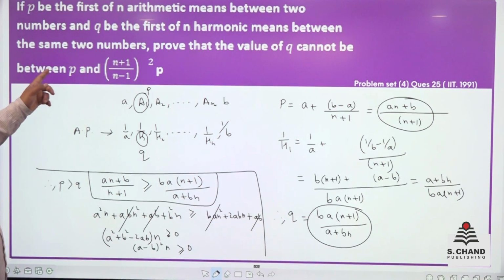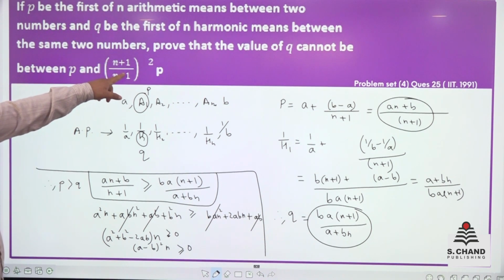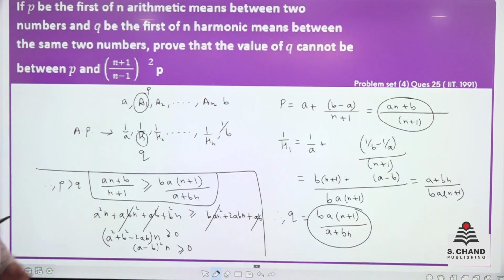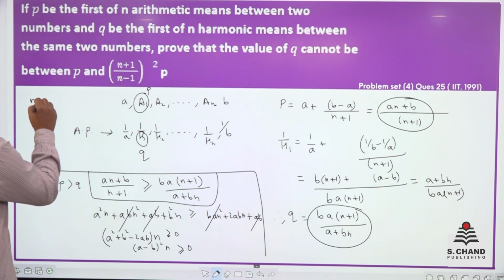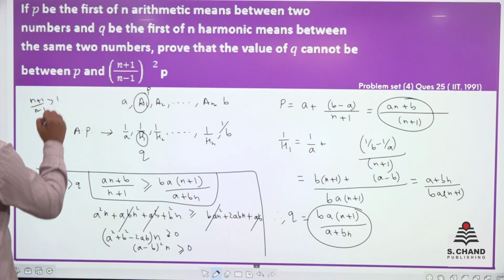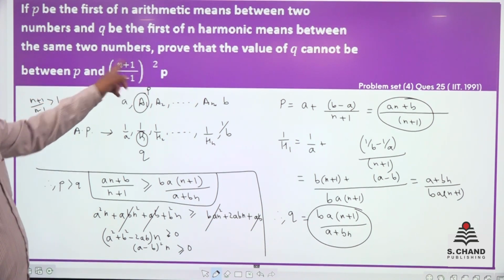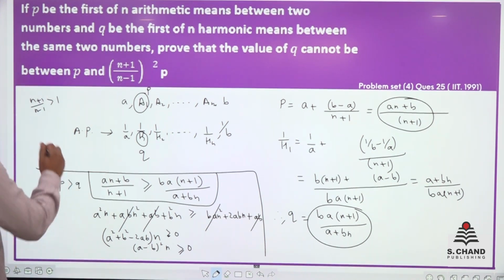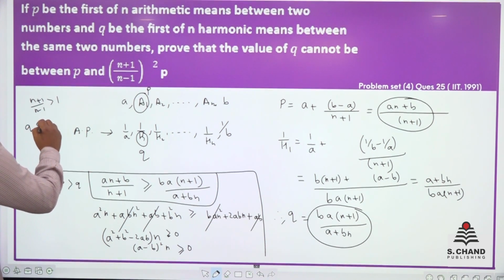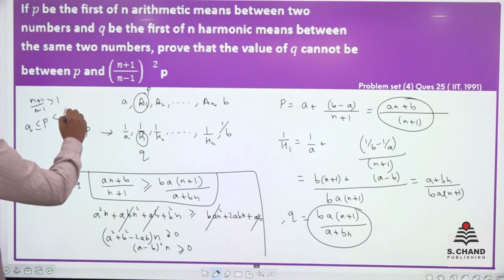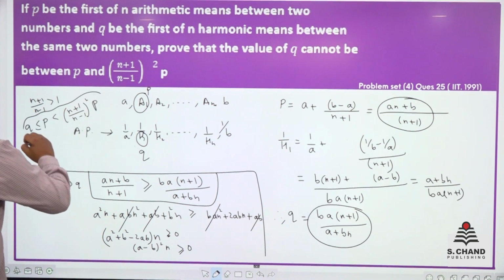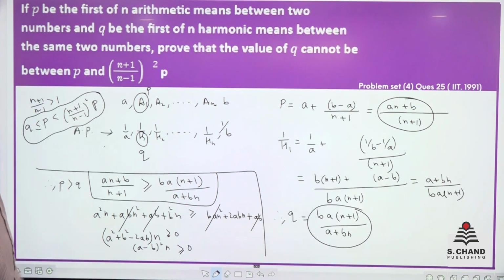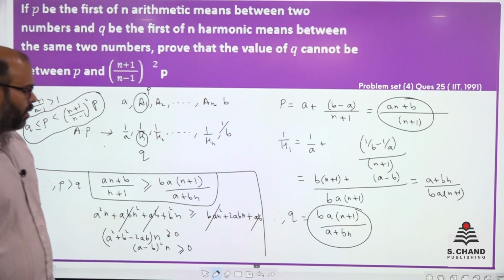Now Q is less than or equal to P, so obviously it cannot be greater than P. And this number is even greater than P because (n plus 1) by (n minus 1) is greater than 1. So this term is greater than P. So the inequality becomes like this: Q is less than or equal to P, which is less than ((n+1)/(n-1))² P. So clearly Q is not lying between P and ((n+1)/(n-1))² P.